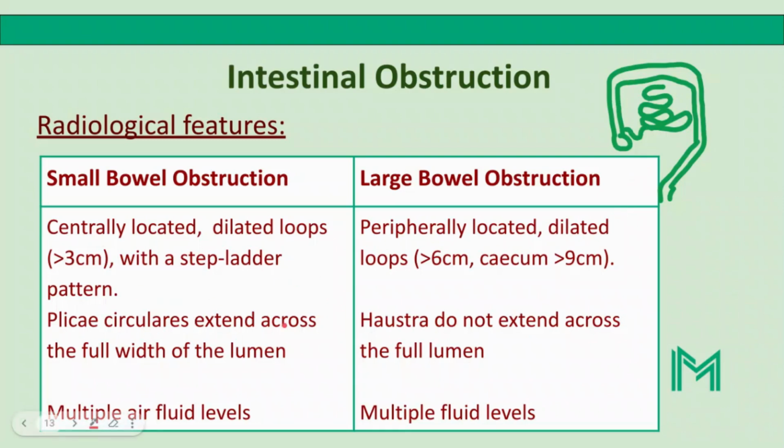We also look at the mucosal folds, and I will show that in the next slide. So when it comes to small bowel obstruction, the mucosal folds extend along the full width of the lumen. But the mucosal fold in the large bowel, which is called the haustra, does not extend across the full width of the lumen. And in both cases, we have multiple air fluid levels.